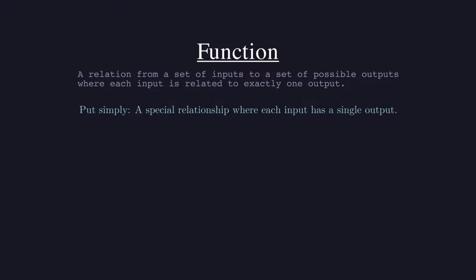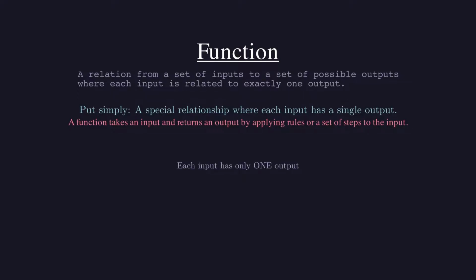And usually what you'll be dealing with is a function that takes an input and returns an output by applying rules or a set of steps to the input. And this is a very important thing to keep in mind, so I'll repeat it again. Each input has only one output, and usually you can represent functions using equations, graphs, tables, lists, and other stuff. And when you're graphing, you'll graph it so that you have y equals f of x, where your x-axis is your input and your y-axis is the output of your function.